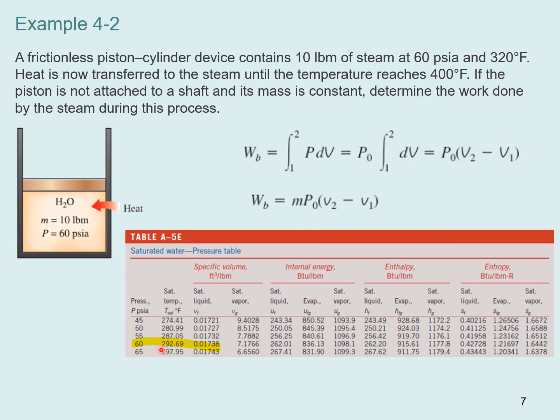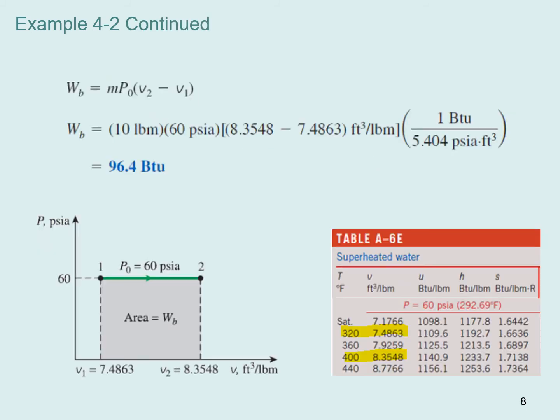Our initial state is at 320 degrees Fahrenheit, so our temperature is greater than the saturation temperature. So what does that mean? Well, that means we're superheated. So we can't use these values, we can't use this table. We have to go to the superheated tables, but we first have to go to the saturated water tables to find out what our state is. So if you flip over to the superheated tables, table A6E, we can calculate this because we know what the mass is. It's 10 pounds of mass.